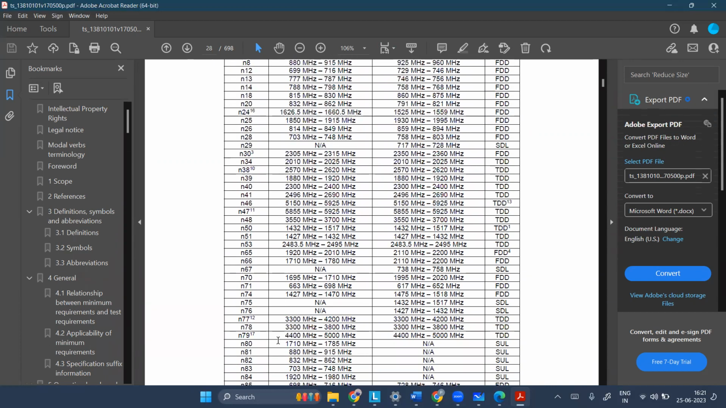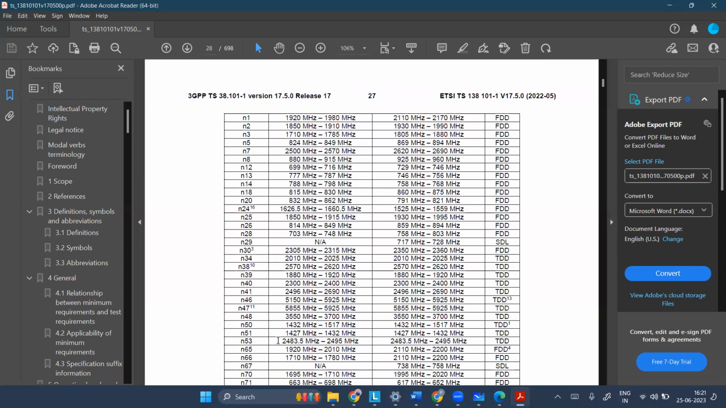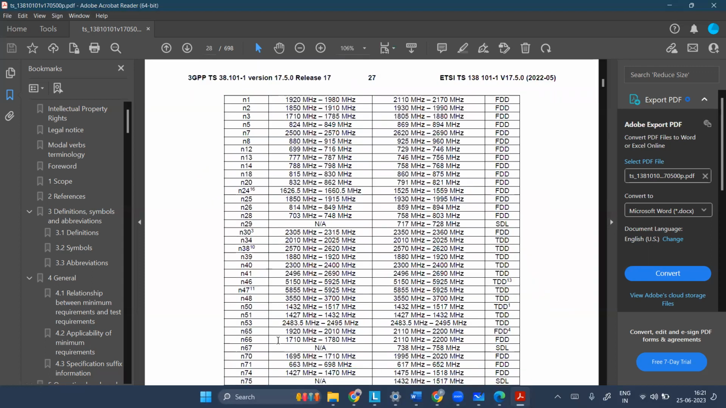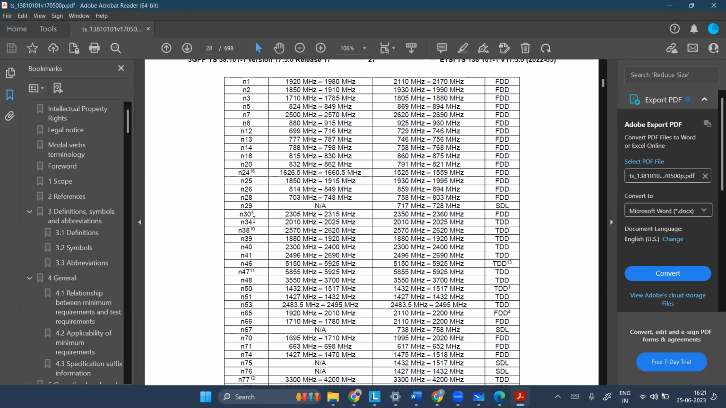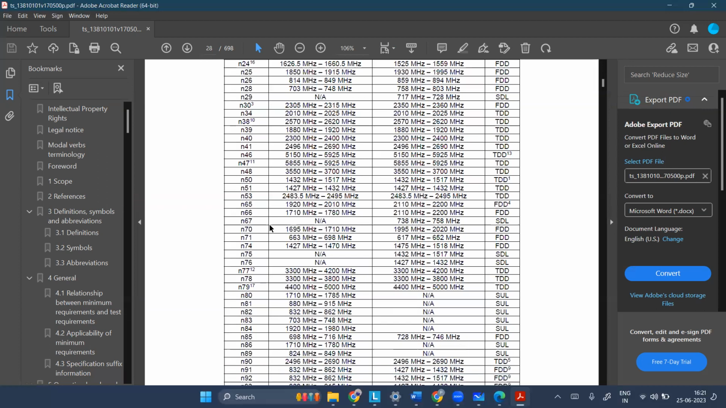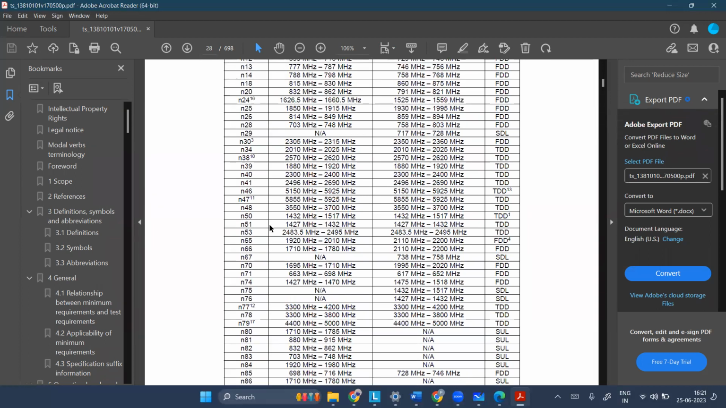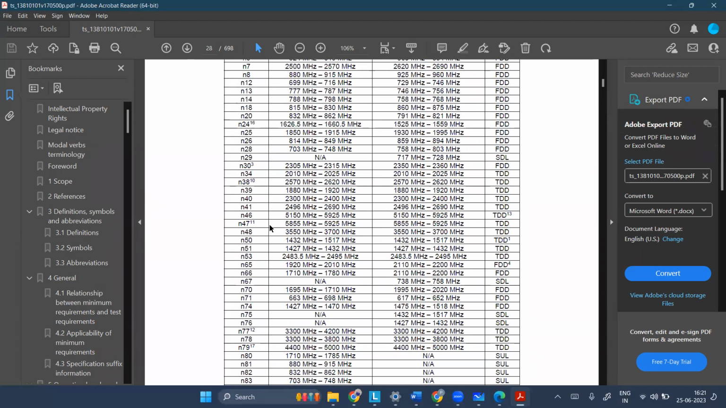Some of them are FDD, some of them are TDD. The FDD bands run from N1 to N28. N1 to N28 are your FDD bands, and N30 to N102 are your TDD bands. Some of them are also SDL and SUL, supplementary downlink bands and supplementary uplink bands.